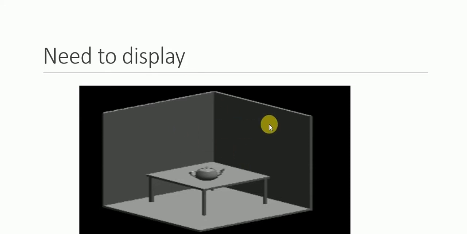Now in this image, what do we see? You see two walls, and there is a floor, and there is a table. In this table there are 1, 2, 3, 4 legs, and another one is a teapot placed on the top of the table. So we have different parts: 1, 2, 3, 4, 5, 6, 7, 8, 9. So there are totally 9 parts in this teapot.